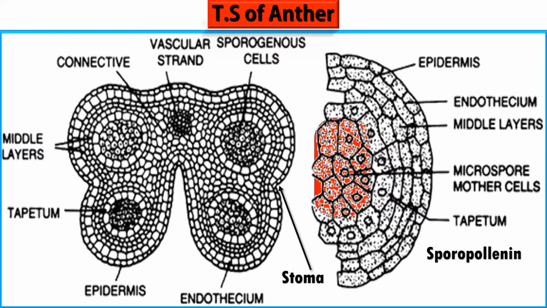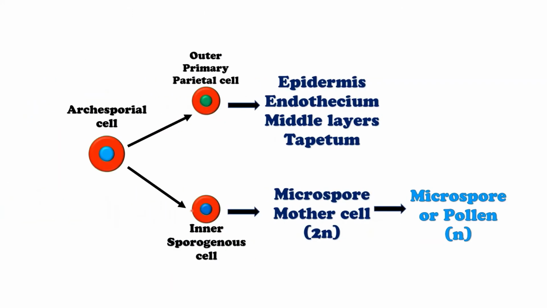Students, during early development, the anther develops from a single cell. This single cell is called the archesporial cell. This archesporial cell divides by mitosis to form the outer primary parietal cell and the inner sporogenous cell. The sporogenous cell forms the microspore mother cell, whereas the outer parietal cell divides by mitosis to form the wall of the anther.